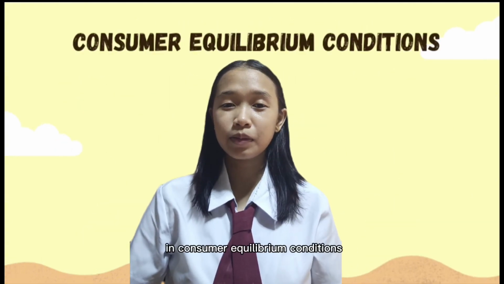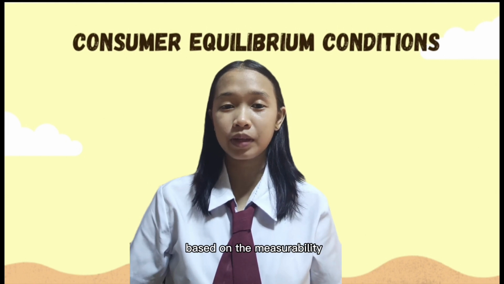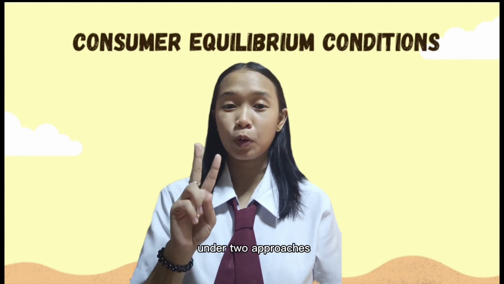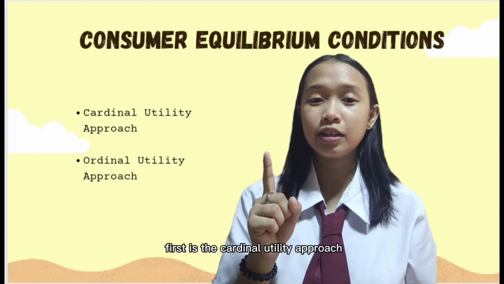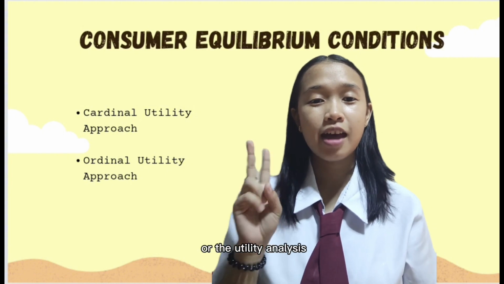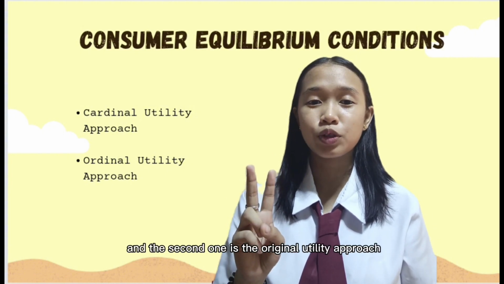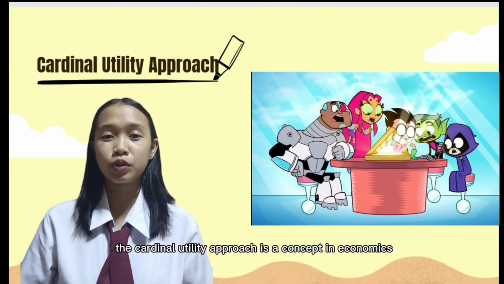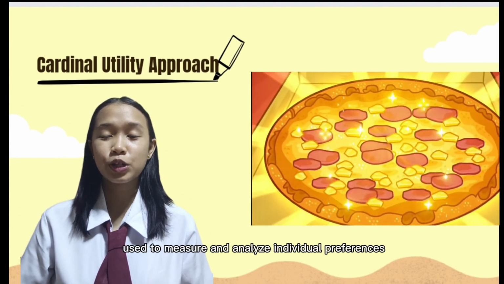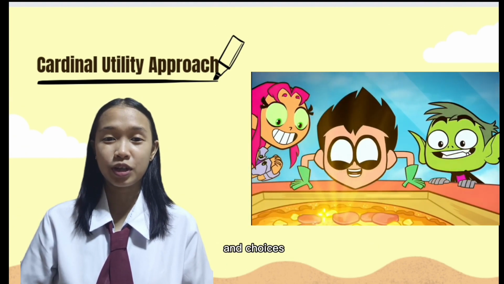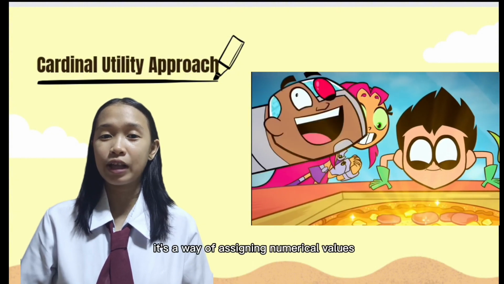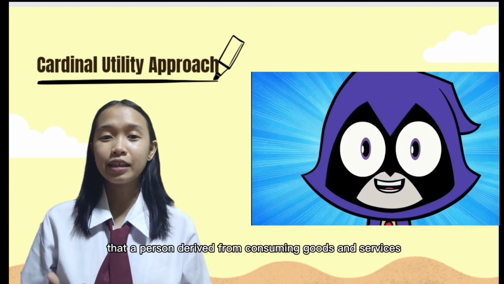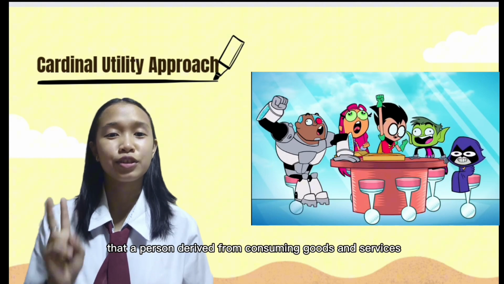In consumer equilibrium conditions based on the measurability, we can explain the conditions of consumer equilibrium under two approaches. First is the cardinal utility approach or the utility analysis, and the second one is the ordinal utility approach or the indifference curve analysis. The cardinal utility approach is a concept in economics used to measure and analyze individual preferences and choices. It's a way of assigning numerical values known as utility to represent the satisfaction or happiness that a person derives from consuming goods and services.